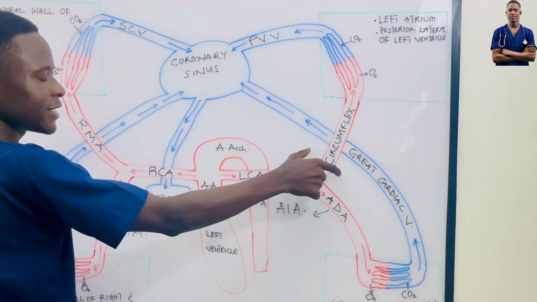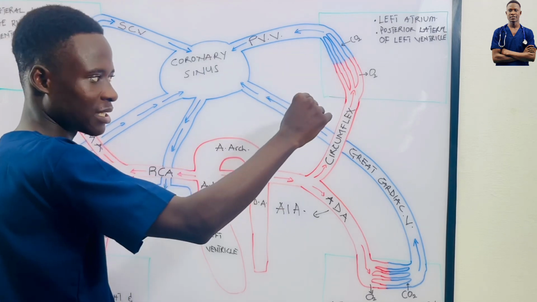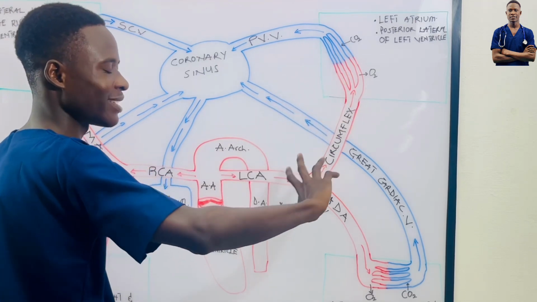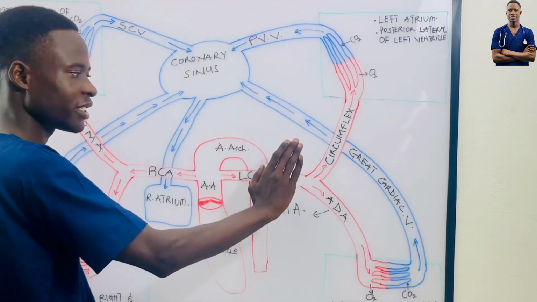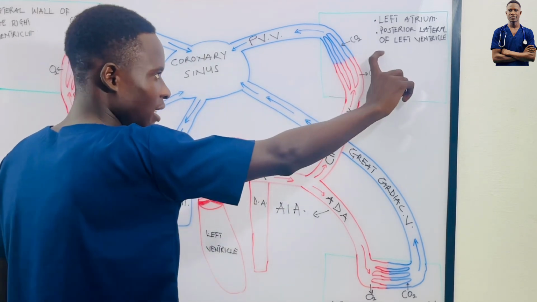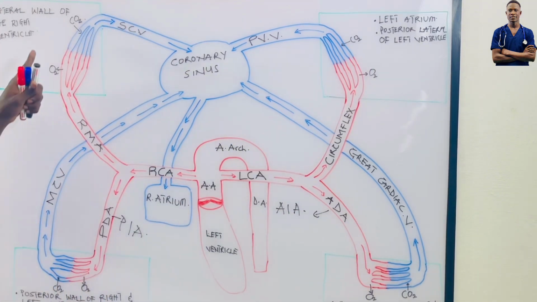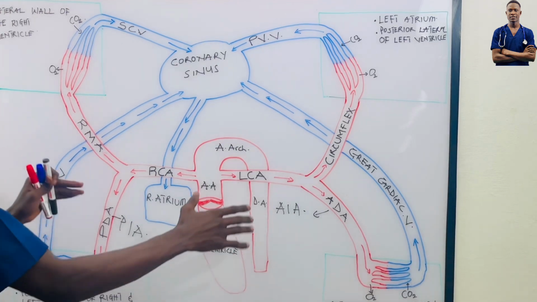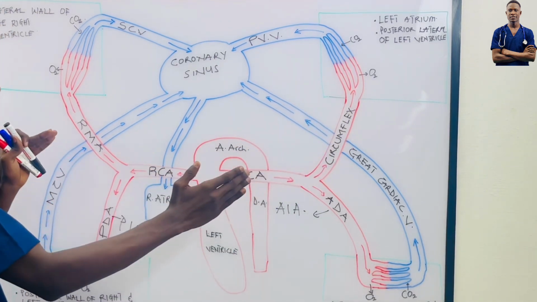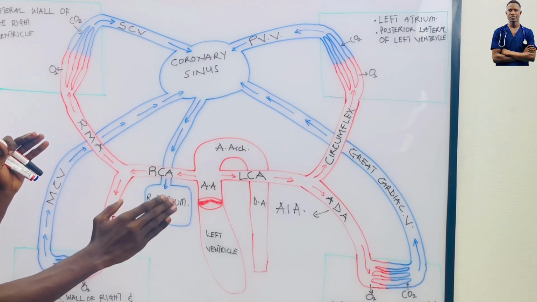If you take the circumflex artery, it gives rise to one artery, a certain branch of an artery, which is called the left marginal artery. And then the left marginal artery will supply the lateral wall of the left ventricle, as this one is supplying the lateral wall of the right ventricle. Do you understand? So if you are talking about the marginal artery, give the full name of it so that you don't get it wrong in your exams or anything.